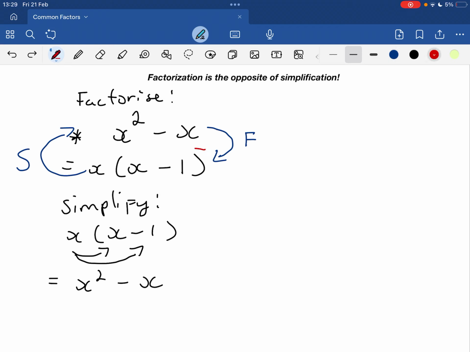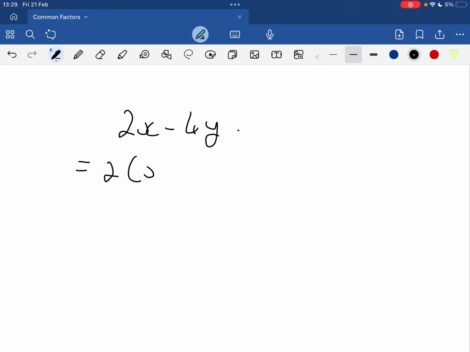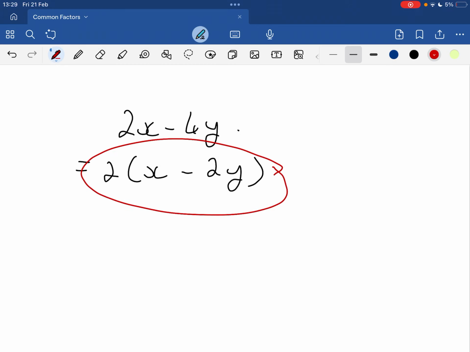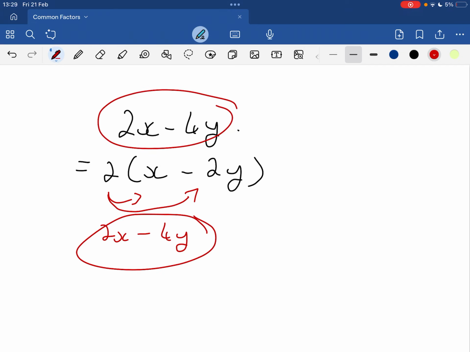So when you're done factorizing a question, when you get to this point, try to simplify this and see if you go back to the question. So for example, if I was told to factorize 2x minus 4y, I would say the common factor is 2, and I'm left with x minus 2y. If I want to check whether my answer is right, I will simplify this to see if I get the question back. So 2 times x, that's 2x. 2 times negative 2y, that's negative 4y. There we are, I got the question back, and so I know that this is a correct factorization.